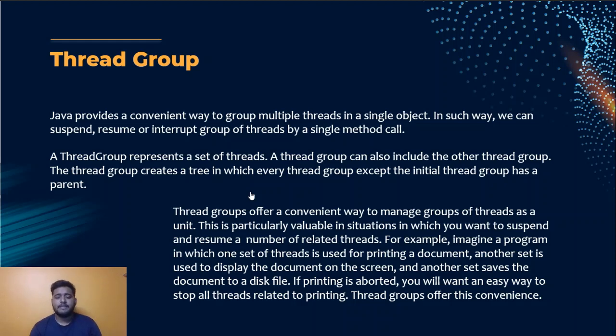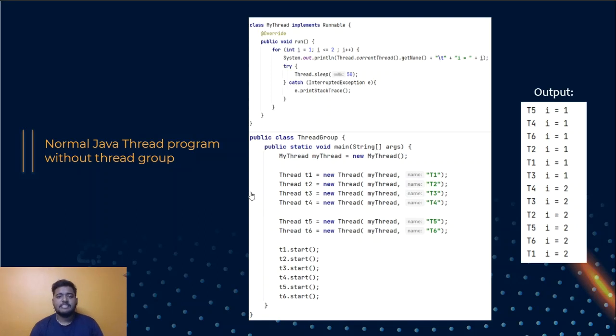For example, imagine a program in which one set of threads is used for printing a document, another set is used to display the document on the screen, and another set saves the document to a disk file. If printing is aborted, you will want an easy way to stop all the threads related to printing. Thread group offers this convenience. Let's see it by a Java program.